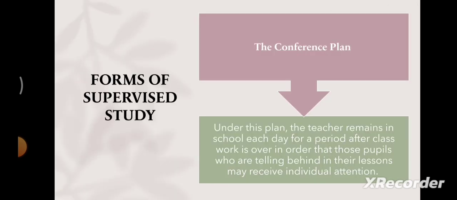Now let's see the forms of supervised study. The first plan is the conference plan. Under this plan, the teacher remains in the school each day for a period after the classwork is over, so that those who are falling behind in their lessons may receive individual attention, so that the conference plan is more effective for all the students in the class.